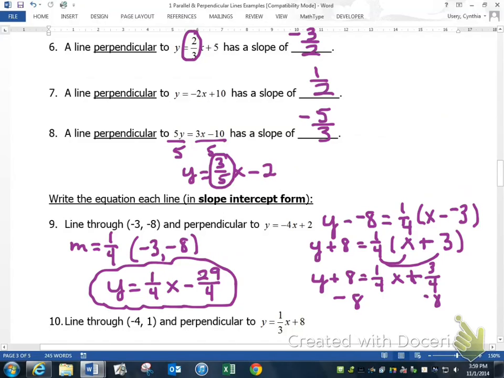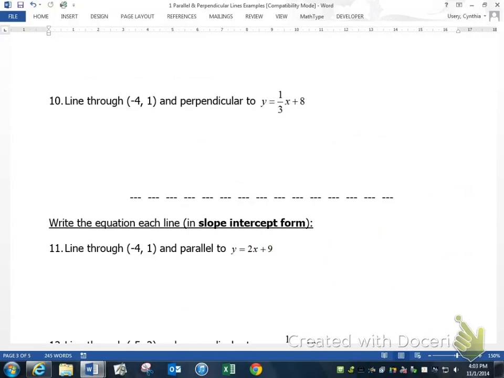Let's go to number 10. Pause if we need to and look at this work to see where you did something different. Okay, on number 10, it's the line through negative 4, 1 and perpendicular to y equals 1/3 x plus 8. If they are perpendicular, their slopes are opposite reciprocals. So the slope I'm going to use is not 1/3, it's going to be negative 3 over 1, which is just negative 3. So we're going to use negative 3 for our slope and negative 4, 1 as our point.